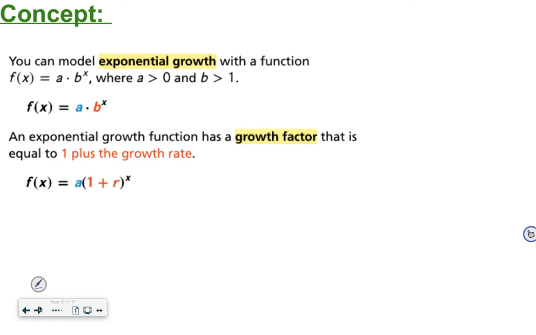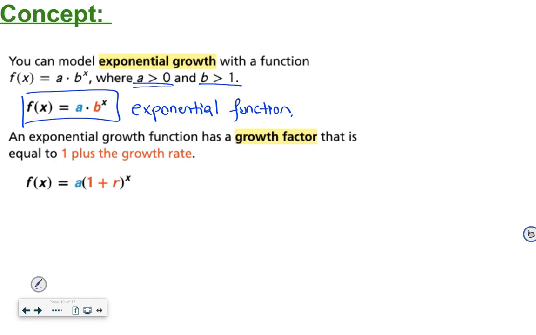You can model exponential growth with a function f of x is equal to a times b to the power x, where a must be greater than 0 and b must be greater than 1. So f of x is equal to a times b to the power x. This is exponential growth. Remember that this is an exponential function, guys. We already learned this.